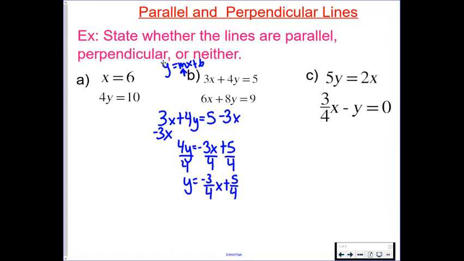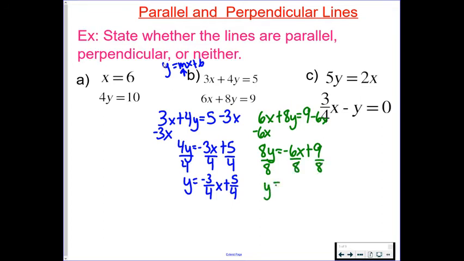Let's do the exact same thing to the next one. 6x plus 8y equals 9. Again, I'm going to solve for y. Minus 6x from both sides, so that 8y equals negative 6x plus 9. And then divide everything by 8 to get the y all by itself. Negative 6/8, I'm going to reduce that just because slope is a lot easier to do if it's reduced. Negative 6/8, you can divide both by 2 to get negative 3/4 x.